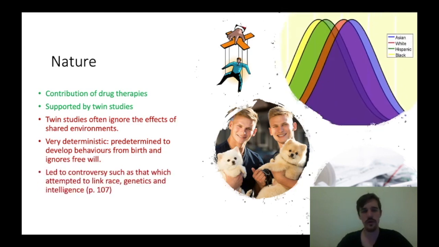There's huge controversy around this, in particular the link between race, genetics, and intelligence. You can see in the little graph that I have here, this idea of saying Asians and whites are more, then Hispanic, and then black. It suggests that one race is superior to another, and we know that is the foundation of racism, the belief that one race is superior to another. So this is where you have huge controversies, and if you need to have a look at that, go to page 107 in your pink-haired textbook.